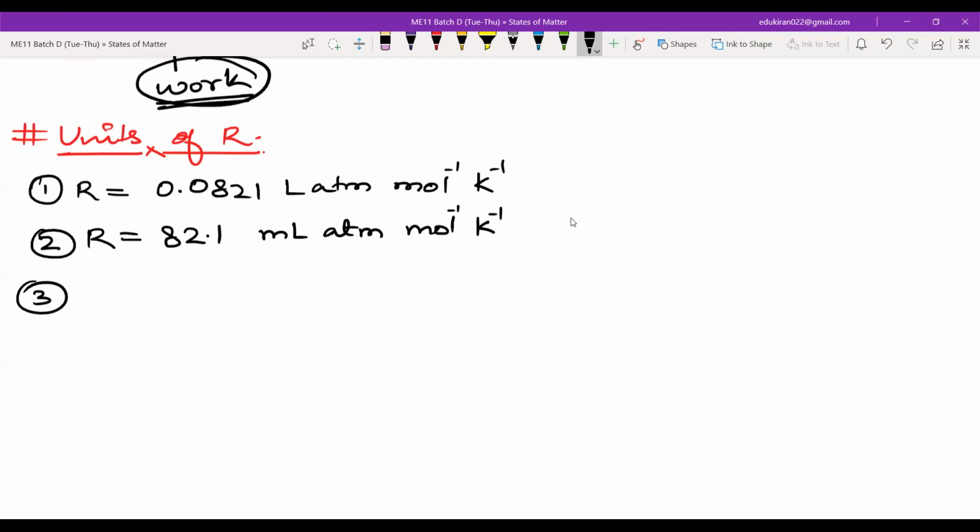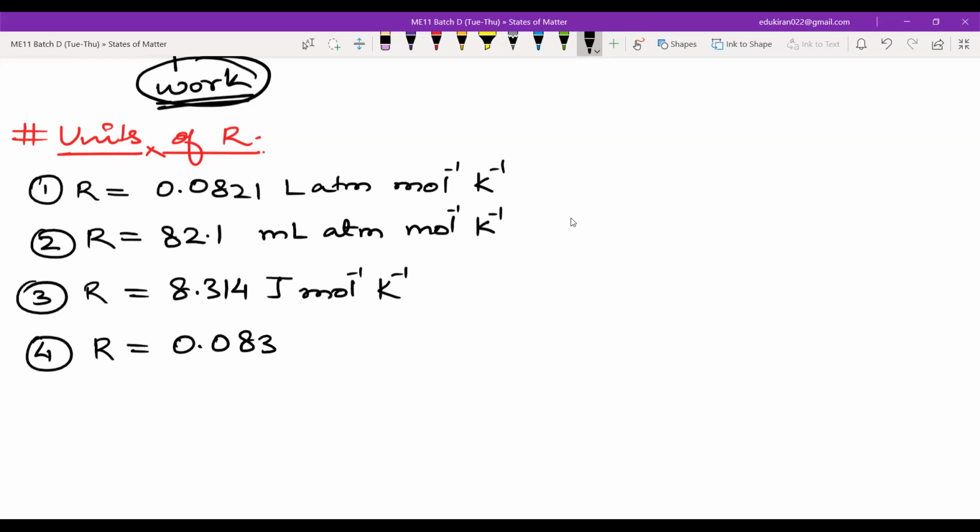Third, R is also equal to work done upon moles per Kelvin, per mole per Kelvin. Hence we can also write it in terms of joule: 8.314 joules per mole per Kelvin. The fourth unit that is most often used is R equal to 0.0831 liter bar per mole per Kelvin.